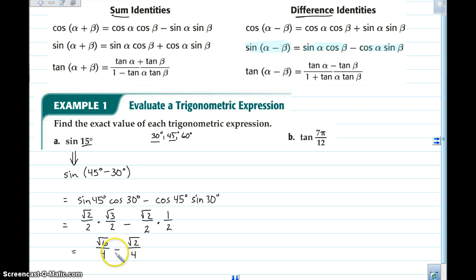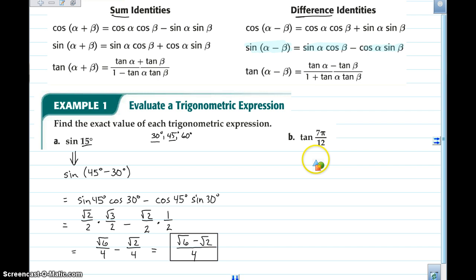And since we have two fractions, as long as we have the same denominators, we can subtract the numerators. We're just going to leave it as square root of 6 minus the square root of 2. We can't actually subtract them, so we'll leave them as a binomial expression. And then the common denominator here is 4, so that I can just write that as one big fraction. And that is your exact value for sine of 15 degrees.